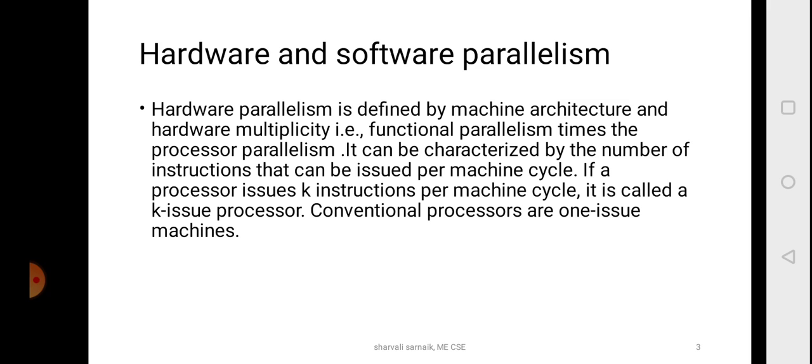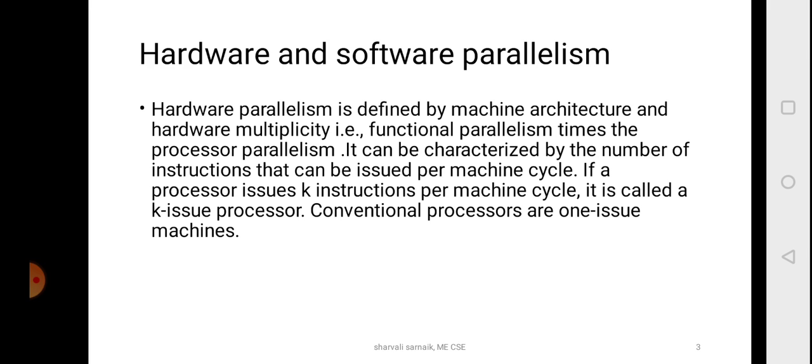We have seen hardware and software parallelism. Hardware parallelism refers to the type of parallelism defined by machine architecture and hardware multiplicity. Hardware parallelism is often a function of cost and performance trade-off. It displays the resource utilization pattern of simultaneously executable operations. It can also indicate the peak performance of the processor resources.